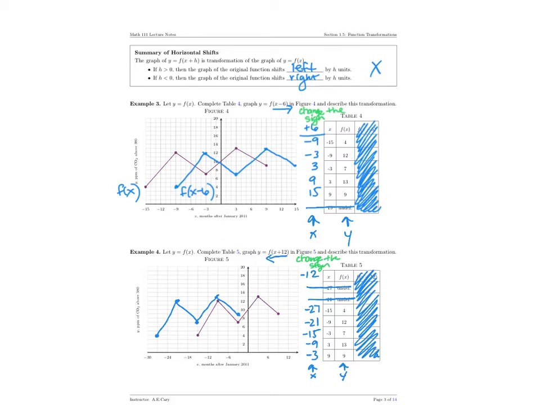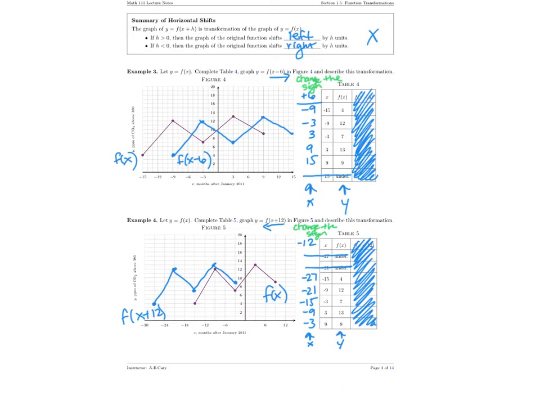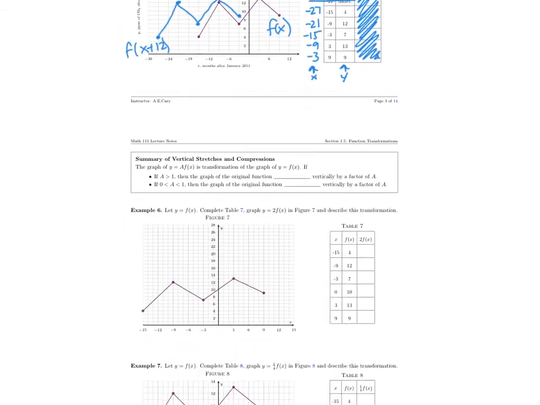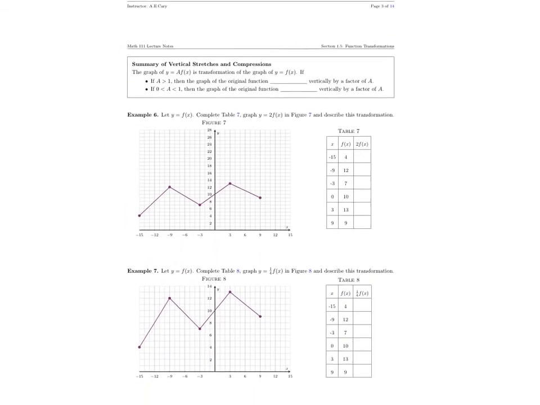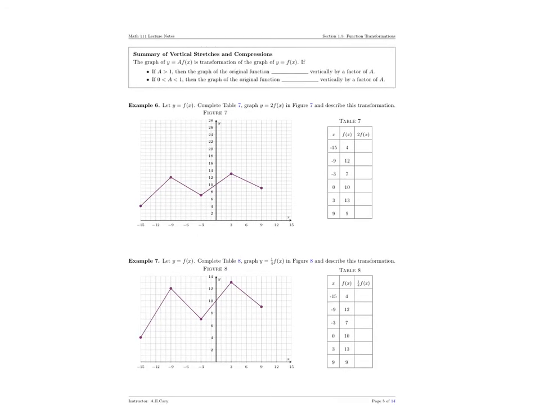So remember that purple one is our original f of x, and this new blue one is f of x plus 12, where we have a horizontal shift to the left by 12. So that is the very last of our shifts, but we have 4 more transformations to get through. One of them being vertical stretches and compressions. So again, since this is vertical, this is going to affect our y values. And with our y values, things tend to go the way we expect them to go.